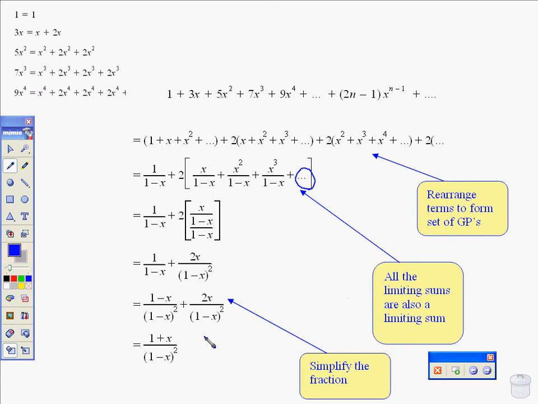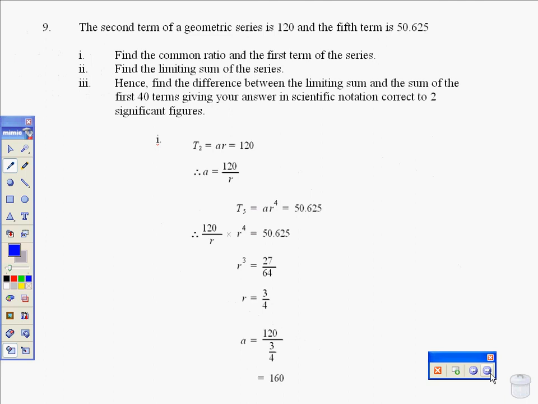Not easy. Go through it again. Be really careful with it. It's just multiple geometric progressions that, once we arrange them, allow us to get a number of limiting sums to break it down and get the expression that we needed. Question 9, a little bit easier.